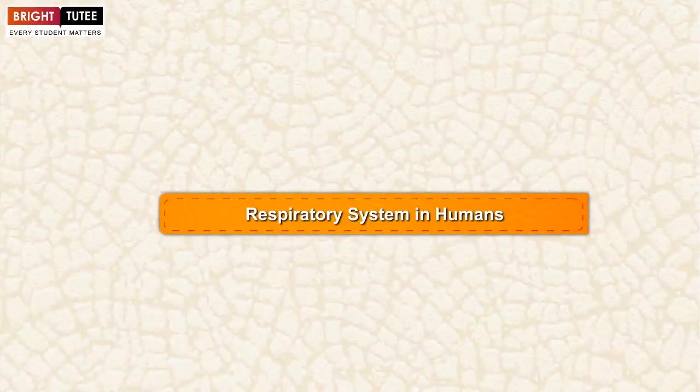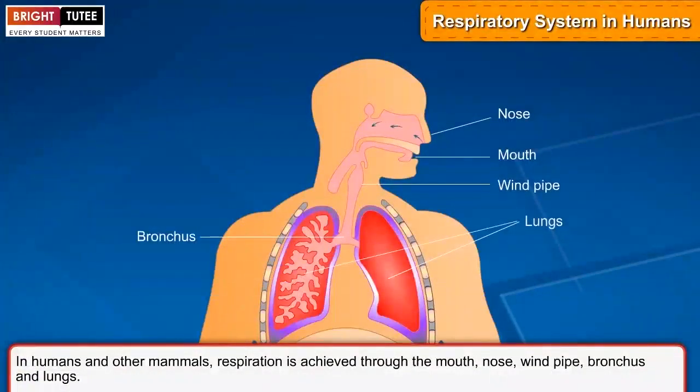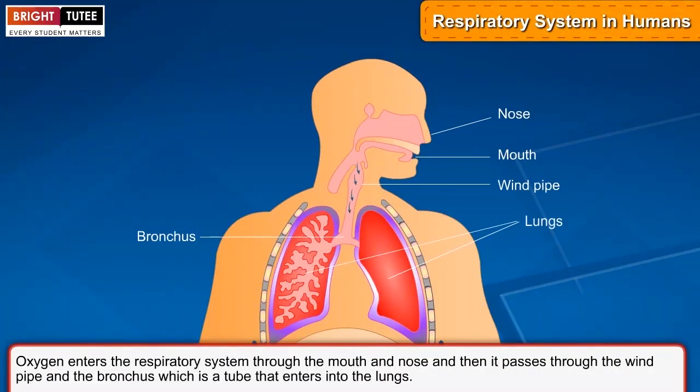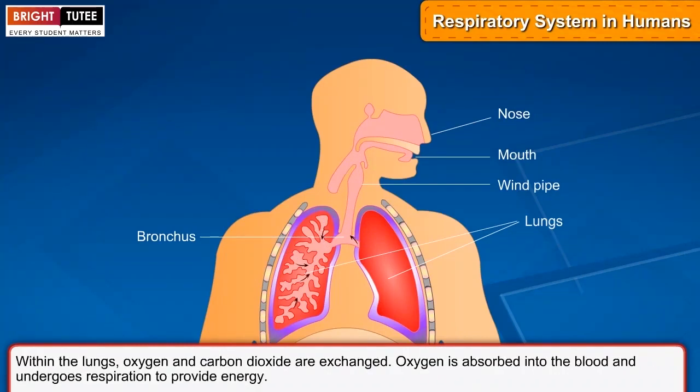Respiratory system in humans. In humans and other mammals, respiration is achieved through the mouth, nose, windpipe, bronchus and lungs. Oxygen enters the respiratory system through the mouth and nose, and then it passes through the windpipe and the bronchus, which is a tube that enters into the lungs. Within the lungs, oxygen and carbon dioxide are exchanged. Oxygen is absorbed into the blood and undergoes respiration to provide energy.